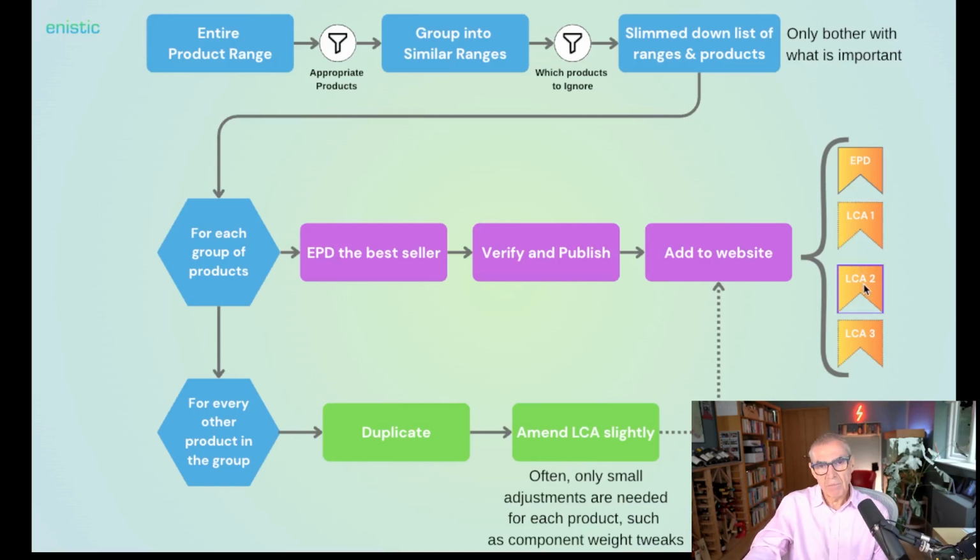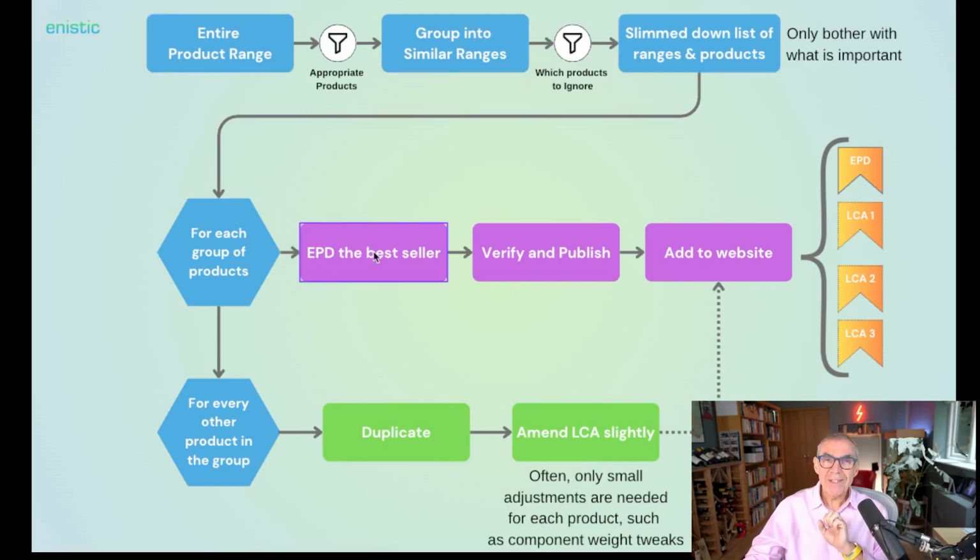Here's an LCA for the blue one. Here's an LCA for the black one, etc. That's the sneaky bit. How do you do an EPD for a range of 1,000? You don't. You split your product into ranges down here, trim it down, dot, dot, dot, so you get a range of products.